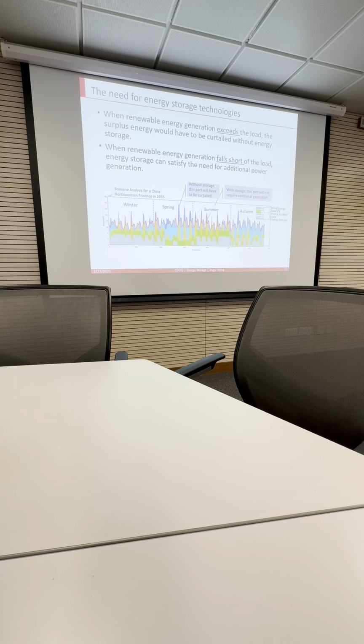Okay, so there are also some shortages relative to the load. You can see the red line is above the green part. That means the renewable energy generation falls short of the load here. So if we have the storage, we can use the stored energy to satisfy this insufficient part. Okay.